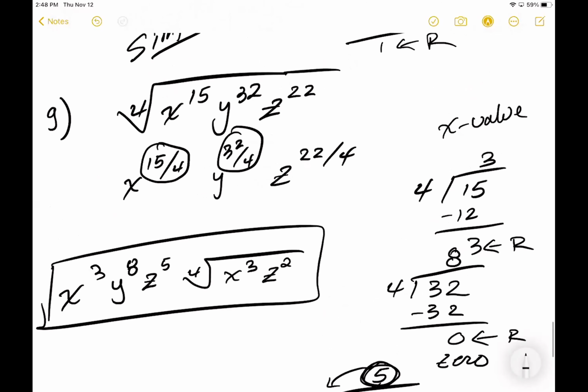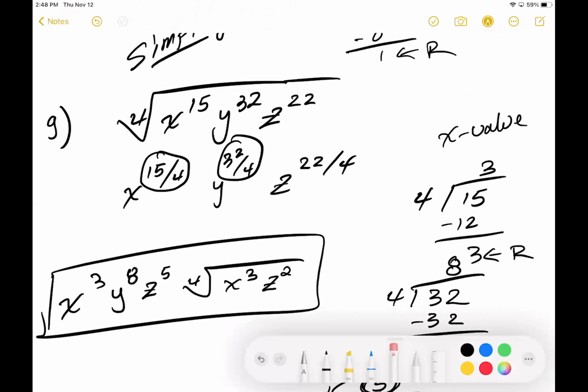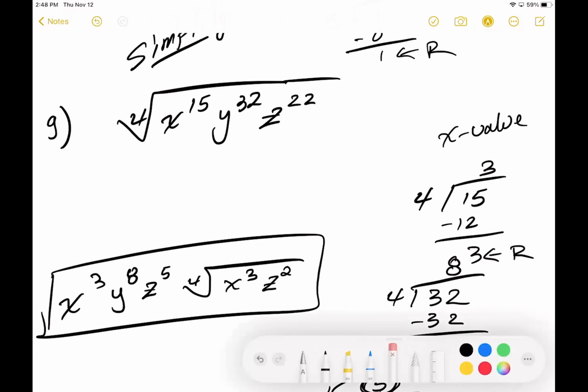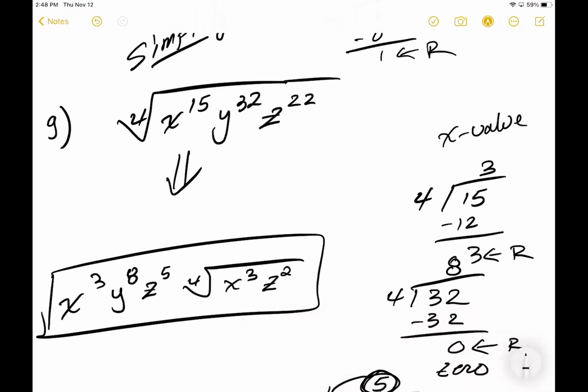So basically, this is what we did earlier in your problem. I told you guys that the power over the root, all we do is divide by the root. And if there's a remainder, it stays inside. So the answer is x to the 3rd power, y to the 8, z to the 5th, the 4th root of x to the 3rd and z to the 2nd.